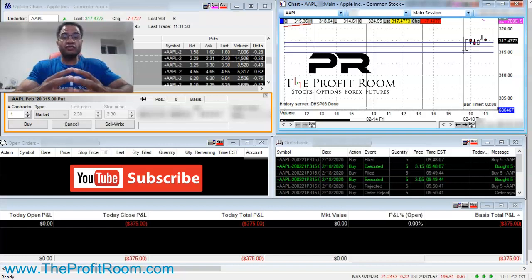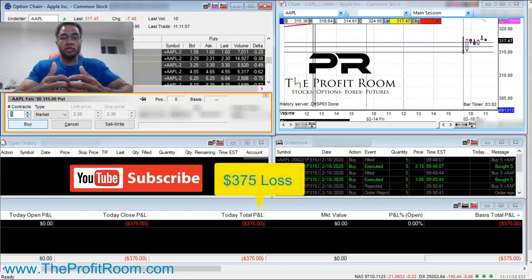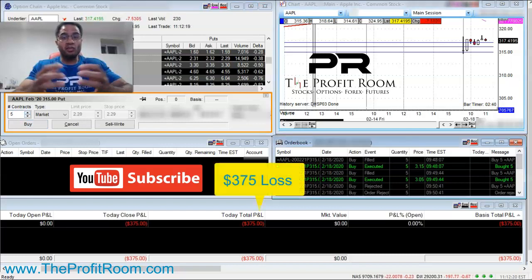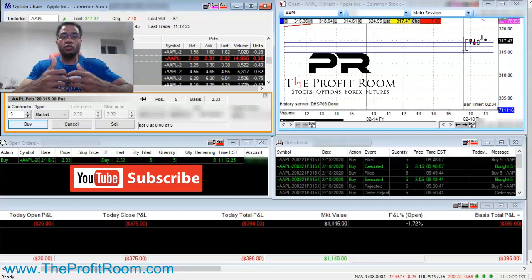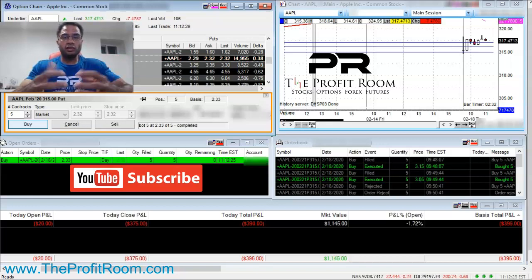You're watching a live trade of us day trading Apple options. As you notice, we are in the red. We took a loss of $375 in the morning when we took the trade. So many people asked, what do you do after you take a loss in the trade? Do you just walk away? Well, we're going to answer that with this live trade.